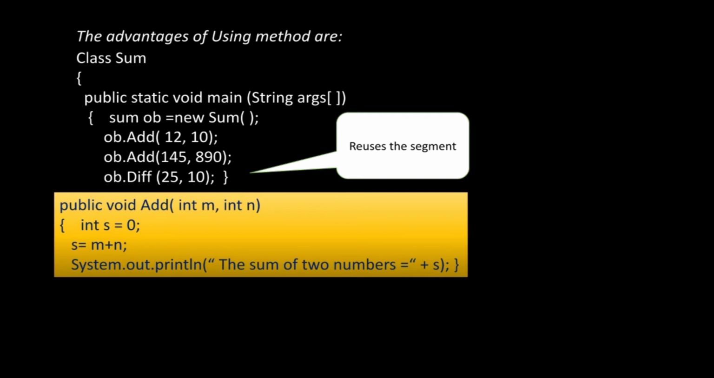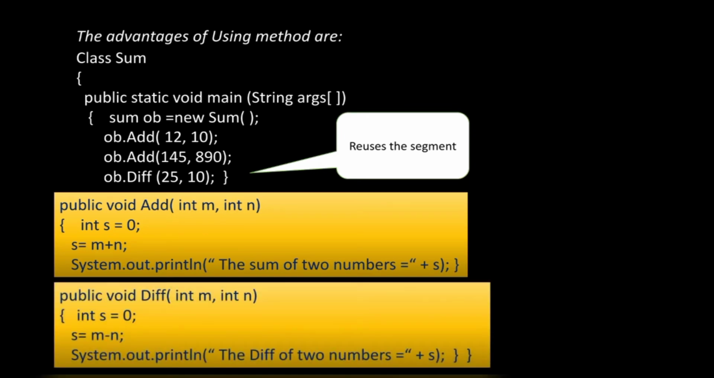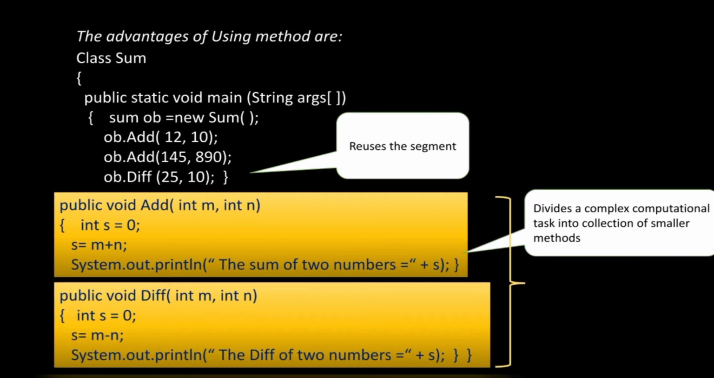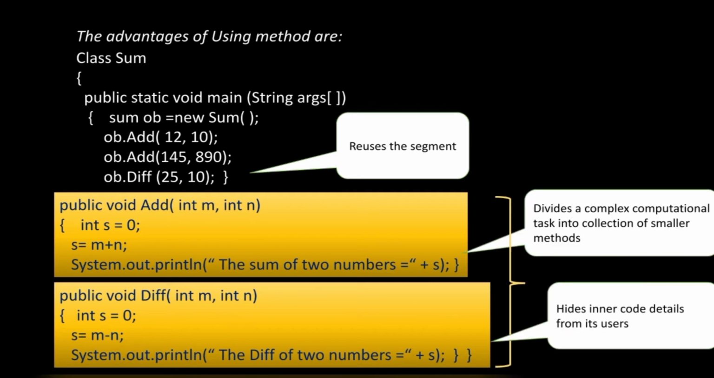It divides a complex computational task into a collection of smaller methods so that problem solving becomes easier. That is, if there is any error in the program, solving becomes easier. If there is an error in finding the sum, check in the add method. If there is an error in finding the difference, then check in the difference method. It hides low-level inner code details from its user.